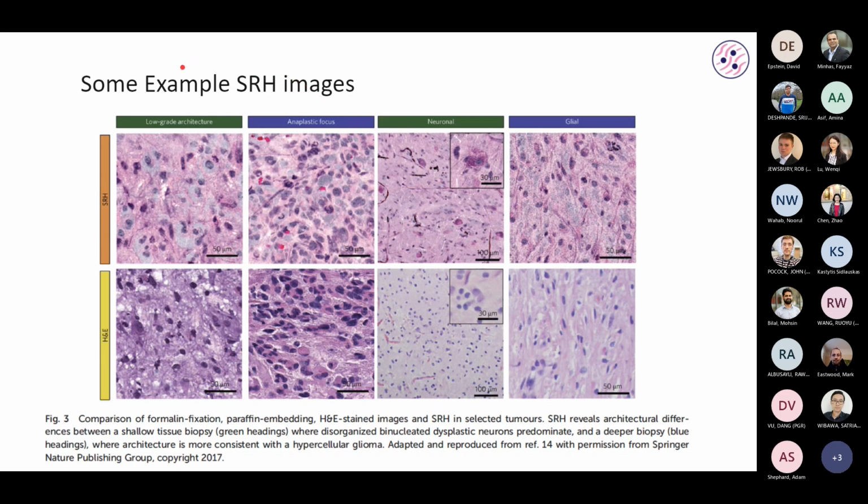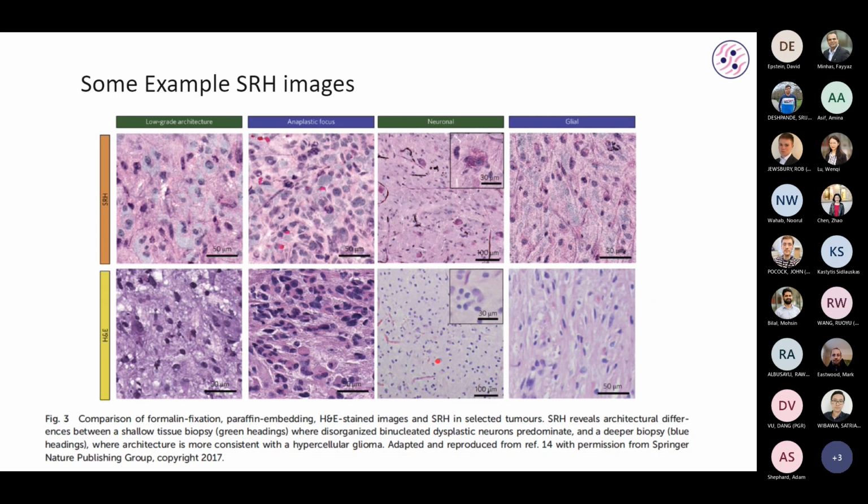Yeah, what you can see here is the top row. The top row are examples of images using this stimulated Raman histology, so this Raman microscope, and on the bottom are examples of H&E images of similar tissue. But still from a thin layer of tissue, right? It's not from bulk tissue. Yes, it's still fairly similar.